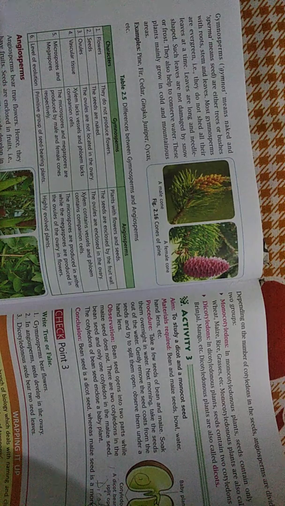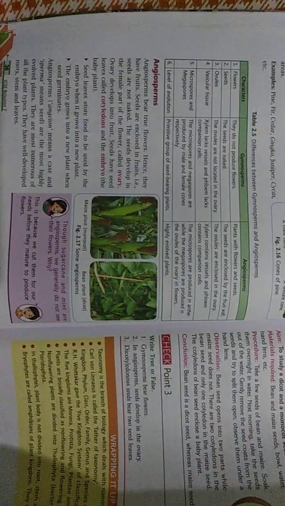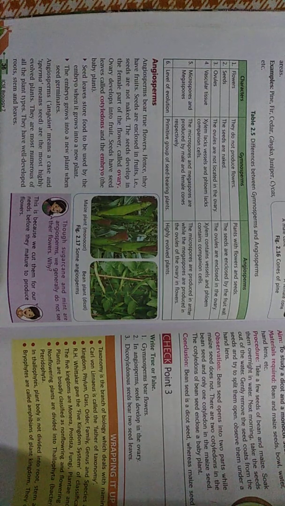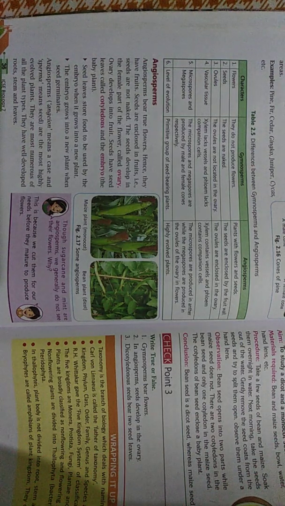Now we are coming on to the next category of the flowering plants. The next category of the flowering plants is the angiosperms. Angiosperms are the most abundant plants found in the world. Angiosperms bear true flowers, true seeds, and true roots. Their body is distinguished into root, stem, and leaf, and they also bear flowers.